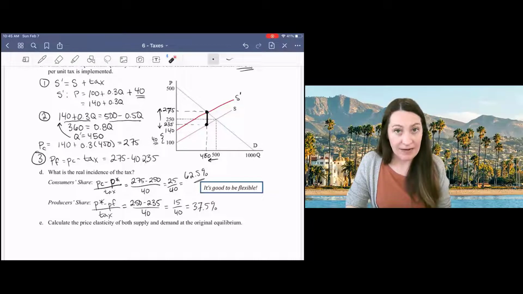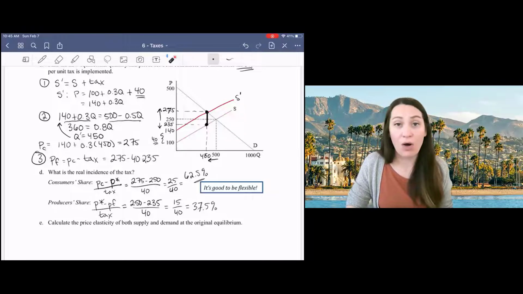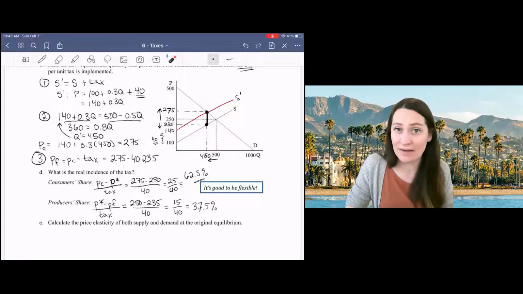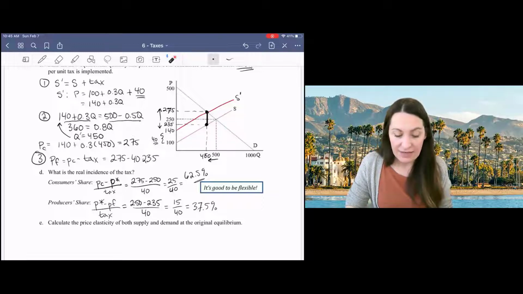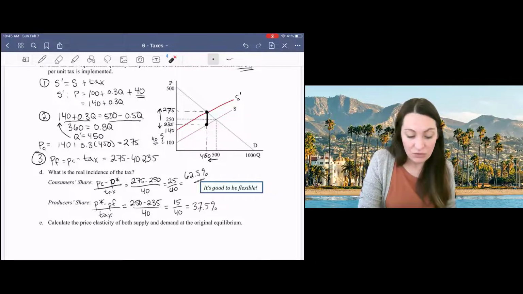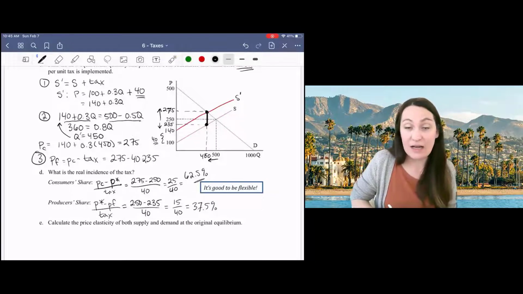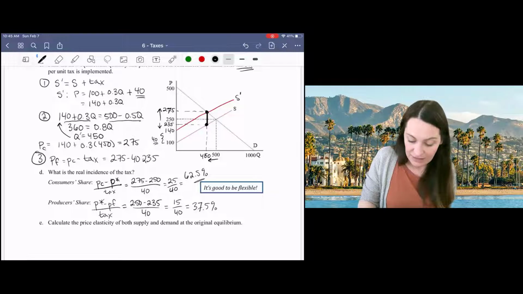And then we might ask, why do consumers always pay a larger share of the tax than producers? Is it always 62%? That seems random. No, it's not always this way. The impact of the tax on the two groups, consumers and producers, the real incidence of the tax, depends on the relative elasticities of supply and demand.